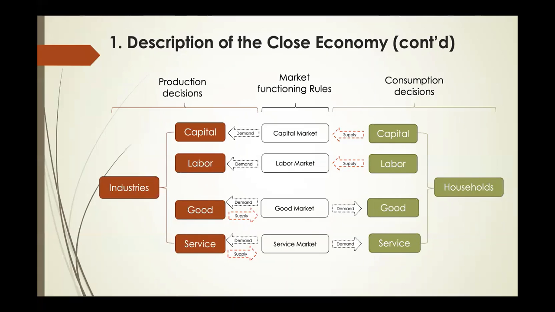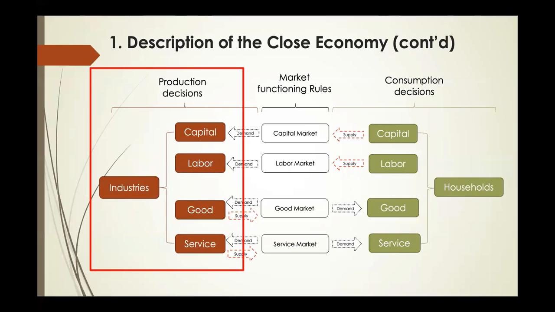A simple representation of the economy is given by this graph. On the left, each industry demands capital and labor from the factor markets. Each industry also demands goods and services from the product markets. In turn, each industry supplies one commodity to the product market.